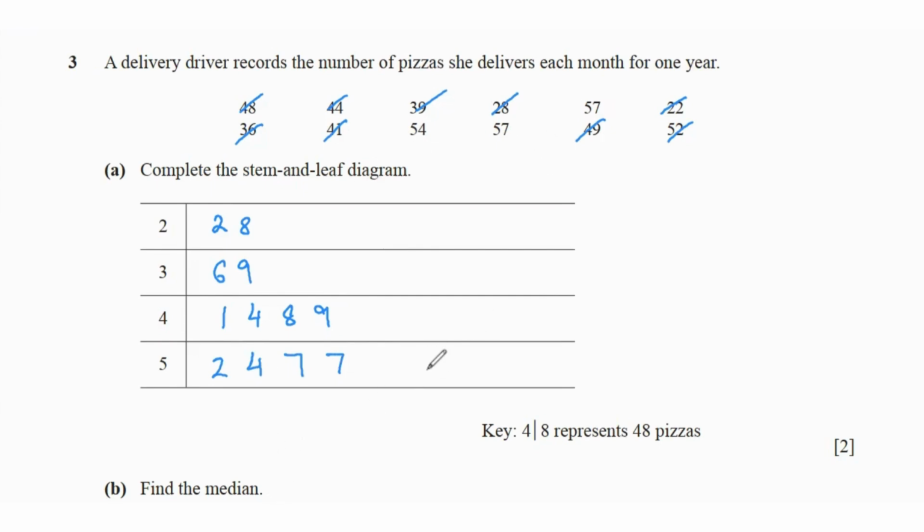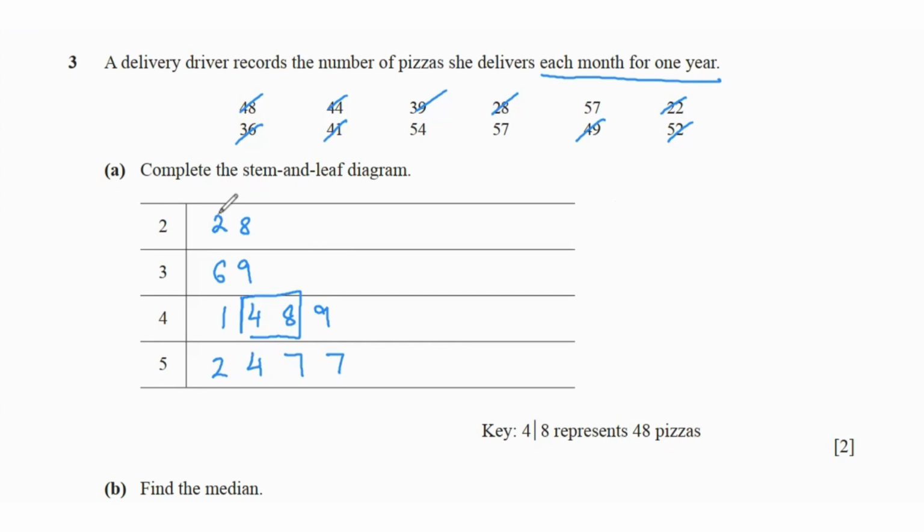Part B says find the median. As you can see, we have a total of 12 values because she delivers each month for 1 year. In a year, we have 12 months, so 12 values. So 12 is an even number. So if we start counting from the first value to the last value, the middle value is going to come between 44 and 48. Why? Because before 44, we have 1, 2, 3, 4, 5 values. And after 48, we have 1, 2, 3, 4, 5 values. The average of 44 and 48 is right in the middle of our data values.